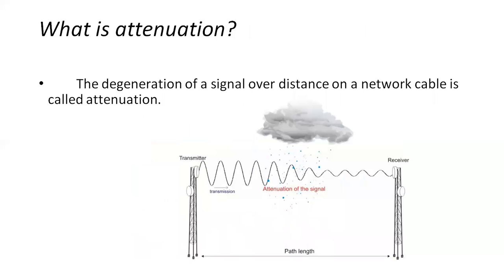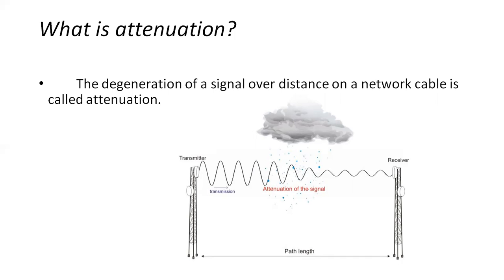What is attenuation? The degeneration of a signal over distance on a network cable is called attenuation. So attenuation is the loss of signal strength in networking cables or connections. This typically is measured in decibels, dB, or voltage and can occur due to a variety of factors. It may cause signals to become distorted or indiscernible.